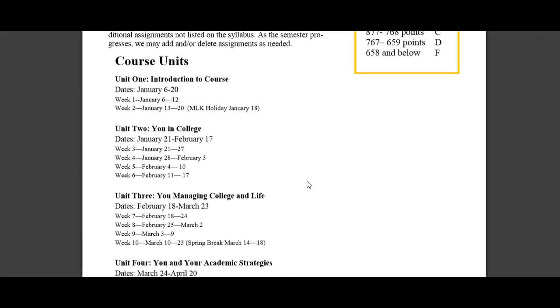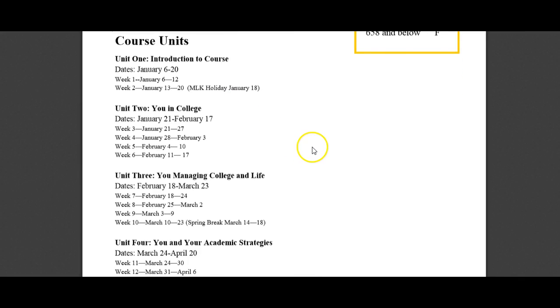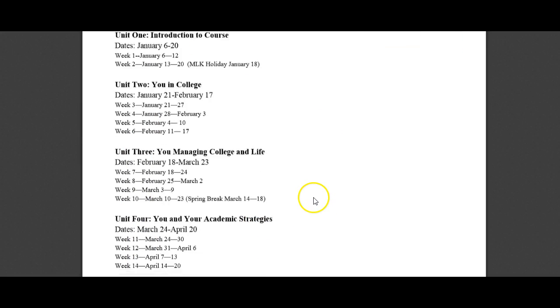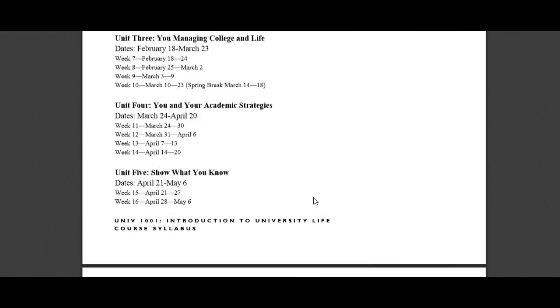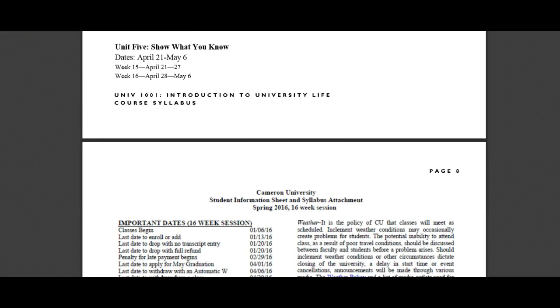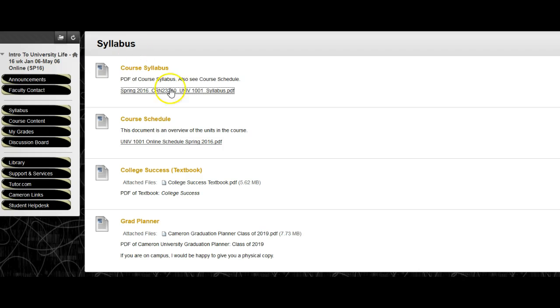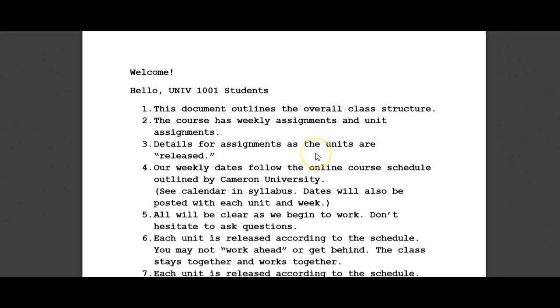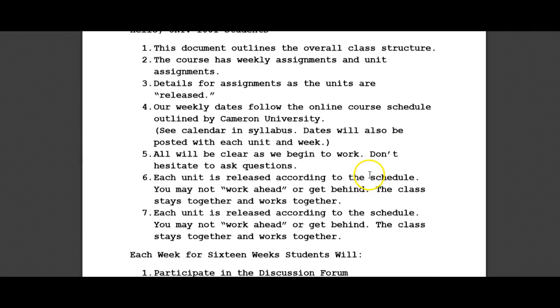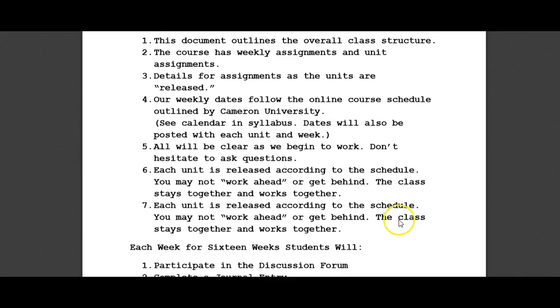I do follow the distance learning calendar that Cameron University sets up, and these are the dates for that calendar. Okay, and so we'll have 5 units, but we also have activities during the week. Let's go back over here and look at the course schedule. And so here, if we just pop it up, I release the course week by week, unit by unit. You are all going to work together. This is not a course where you can do it all in 3 weeks. You must progress and work together as a class because you are a class.